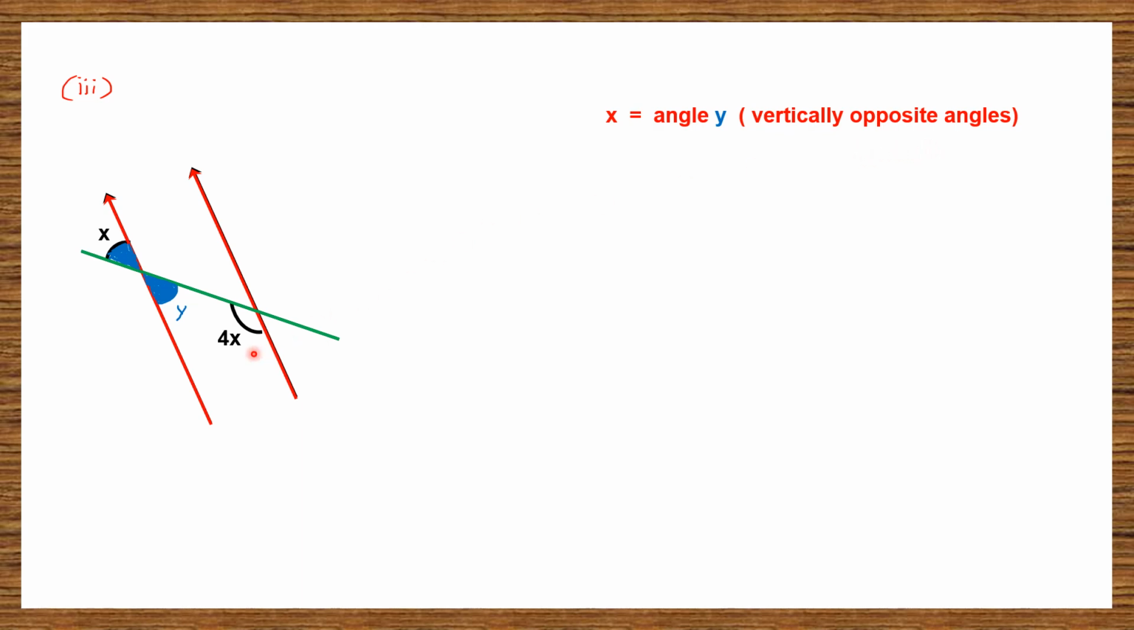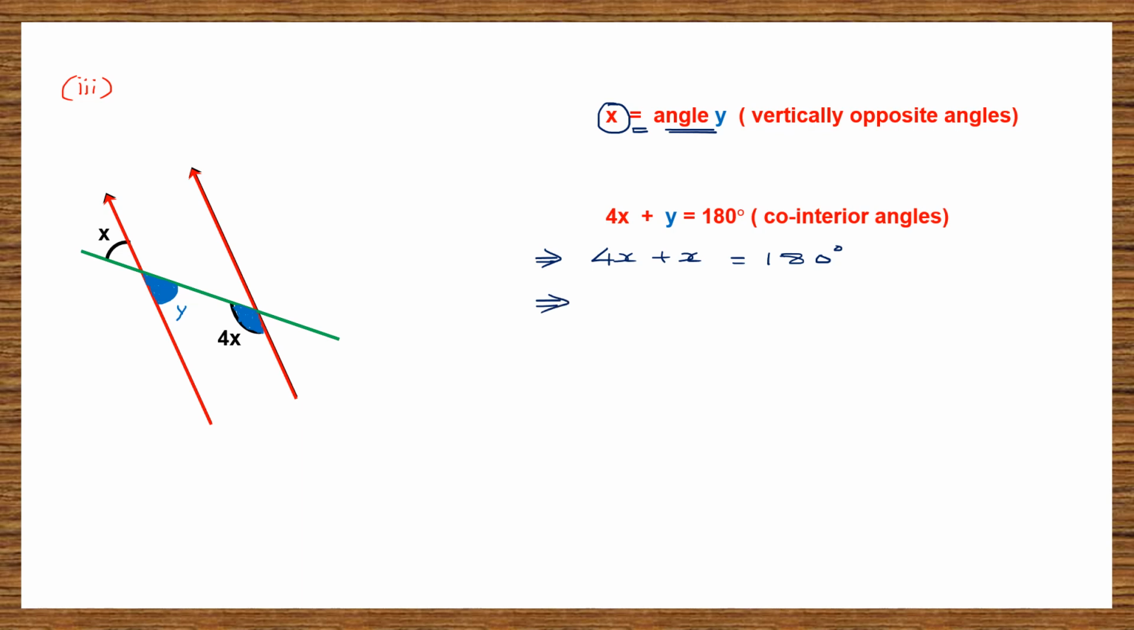Now it's easy for us to find the value of this 4x and y because they are inside and they are called co-interior angles. So now as you can see, y and 4x are co-interior angles. That means co-interior angles are equal to 180 degrees. So 4x plus y is equal to 180 degrees and y we know is equal to x. So let's substitute that value and write. So this will be 4x plus x. So instead of y we are writing x because angle y is equal to x. So 4x plus x is equal to 180 degrees.